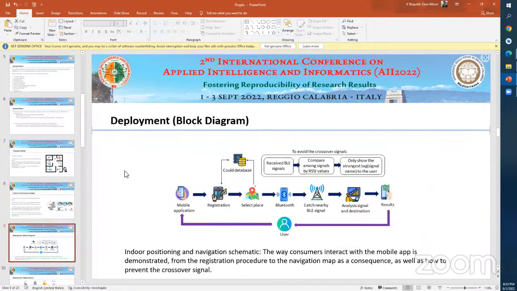Here is the block diagram. First of all, the mobile user, or the patient, will be registered, and the registration will be done by the cloud-based Firebase.